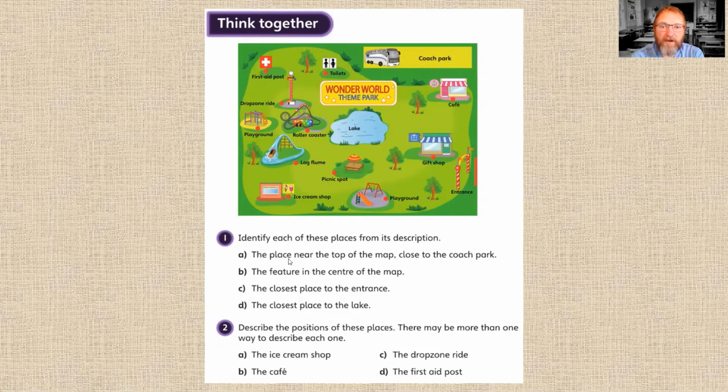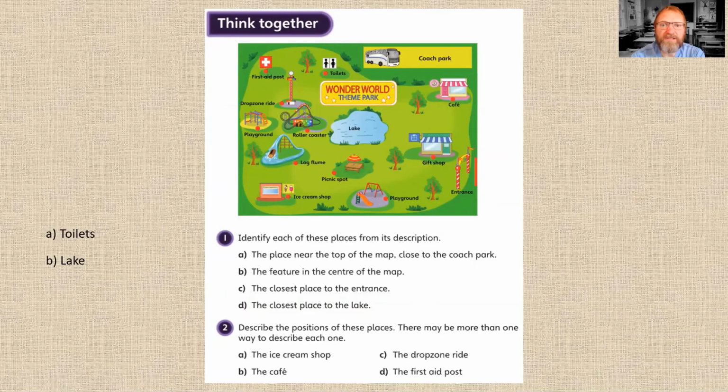Question 1A, the place near the top of the map close to the coach park. Well, near to the top and close to the coach park is here. So I think that is the toilets. 1B, the feature in the center of the map. So if we look in the middle of the map, yep, that's the lake.